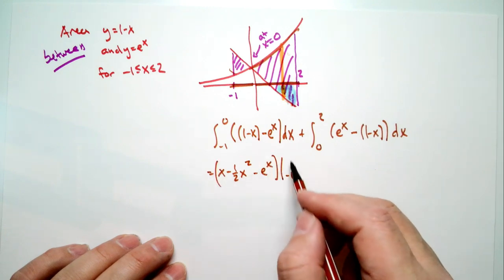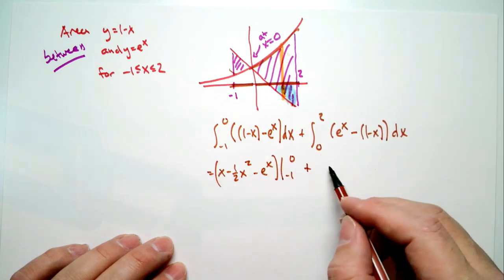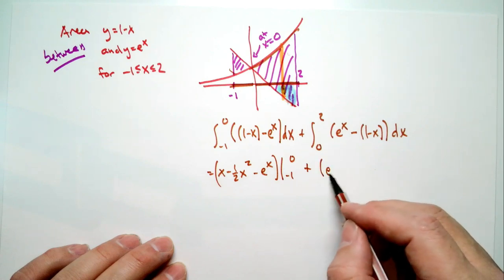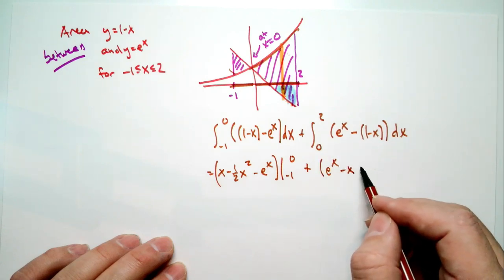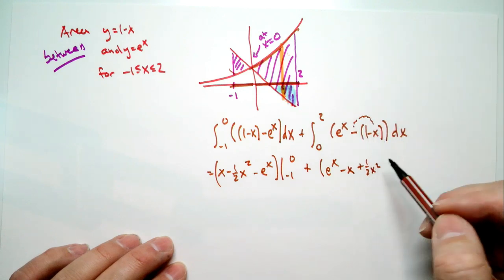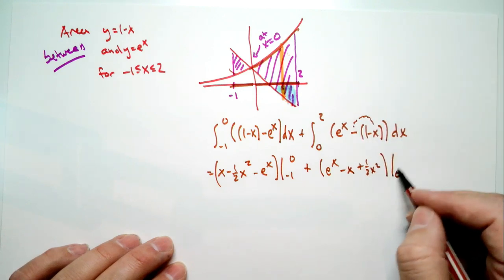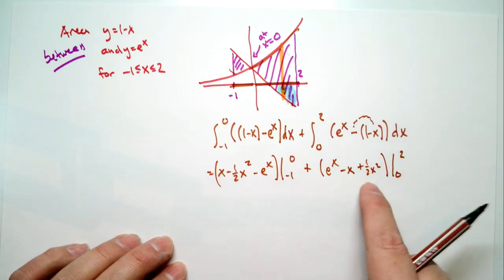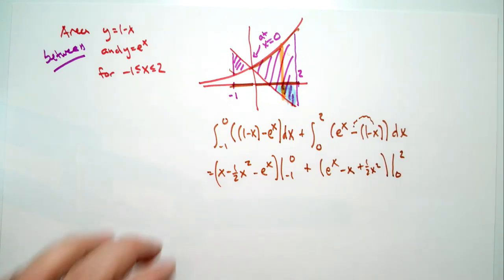And you evaluate from negative 1 to 0. And over here, what you would get is e to the x minus x plus a half x squared. Because remember, this minus goes through, and that's evaluated from 0 to 2. You might notice that these are negatives of each other, not a coincidence.